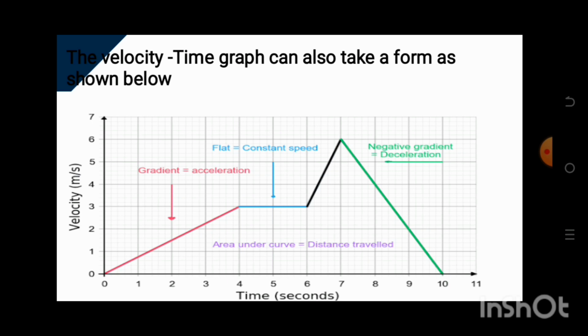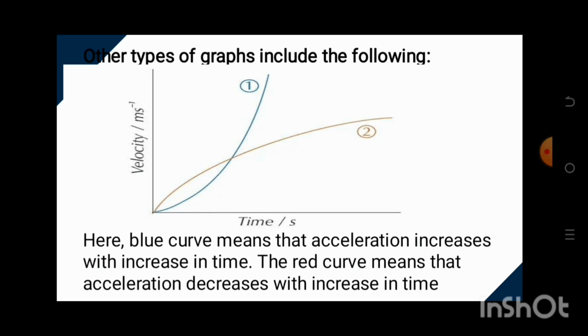It's also important to know that the graph can take any form as shown below. The body first accelerates, then undergoes constant velocity, then accelerates again, and then finally goes back to rest. So it is the same diagrams that we've initially explained that we use in order to draw this chart. Now we can also have other types of graph.